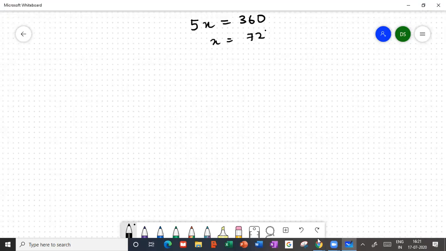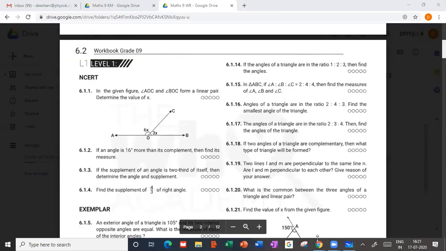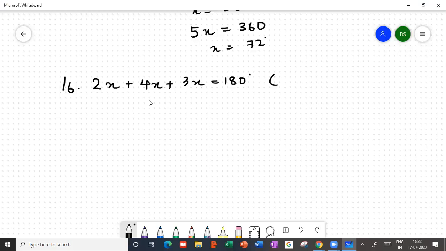Okay, so we were talking about the 16th one. 2x plus 4x plus 3x is equal to 180. Sometimes they might ask you why, so you need to write the reasons also. If it's a 1 marker, all this is not required, but if it's a 2 mark or 3 mark question, you need to write sum of angles of a triangle is equal to 180. Correct? So solve this. So it will be 9x equal to 180.